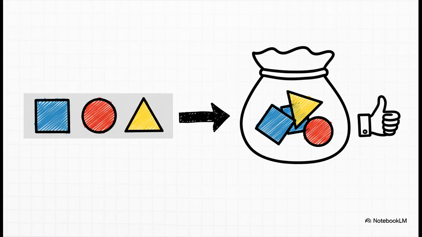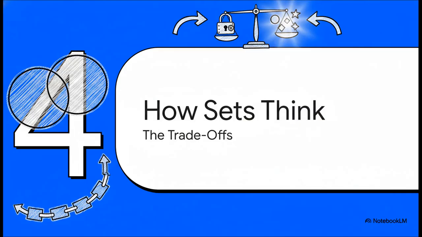But remember our security registry? Order doesn't matter. This isn't a bug. It's a feature. This is the set doing exactly what it was designed to do. So why do sets behave this way? Why can't you just treat them like a list? Well, it all comes down to their core design and understanding the trade-offs that give them all their power.